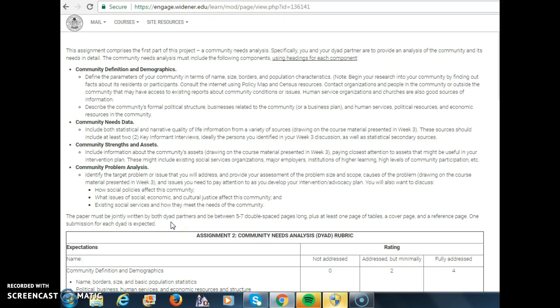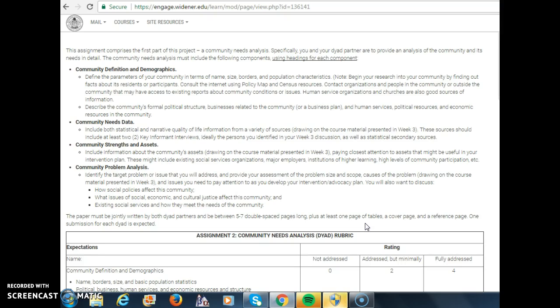So you're submitting this as a paper, okay, and it should be jointly written by both partners or all 3 partners if there's 3 of you in the group. If you're working with 2 people in your group, if you're a dyad, your paper should be between 5 to 7 double-spaced pages long, plus at least 1 page of tables, which could include your demographics in table form, a cover page, and a reference page. So again, that's if you're working in a dyad, it's 5 to 7 double-spaced pages, plus at least 1 page of tables, a cover page, and a reference page.